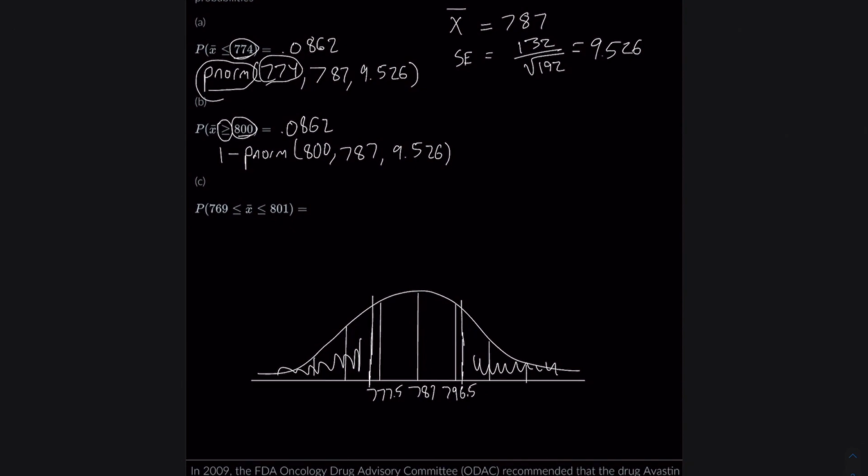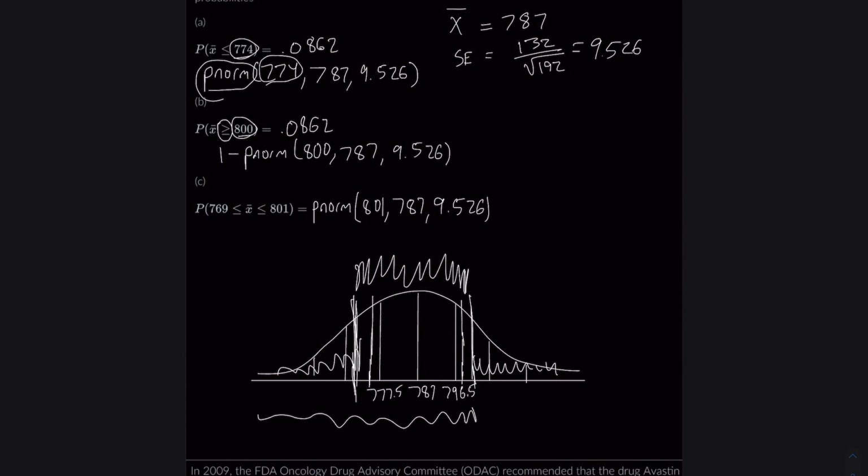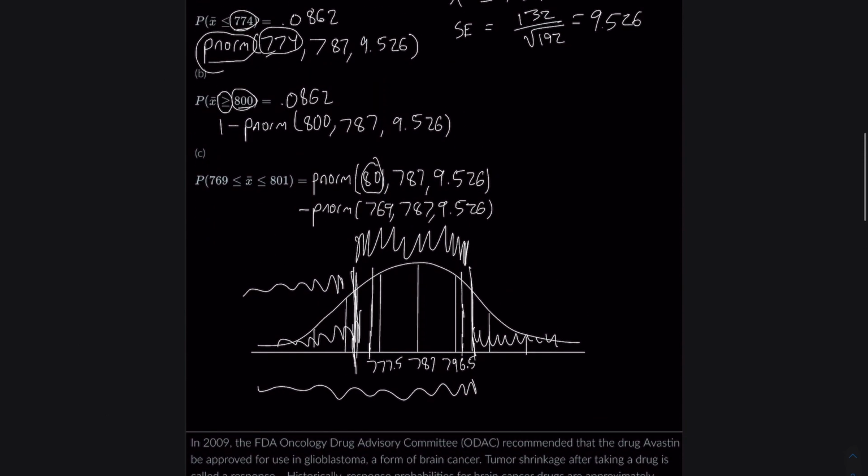And so for this next part, it wants the probability of greater than 769 and less than 801. So 769 is going to be somewhere right around here, and then 801 is going to be somewhere right around here. So we need all this area inside those two. Okay, so what we would do here is say pnorm of 801, 787, 9.526. So that gives us all this area to the left of that first value that we enter. And then we would have to subtract all of this area to the left of 769. So it would be pnorm of that minus pnorm of 769, 787, 9.526.